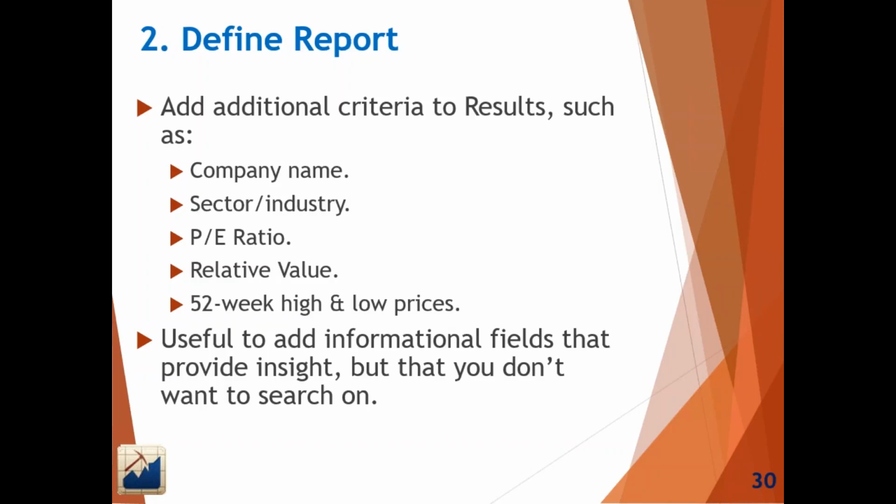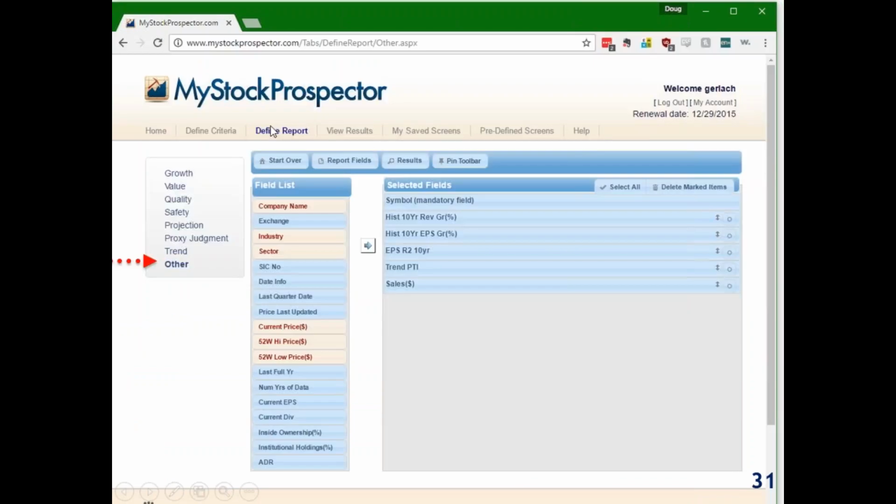Not only is it how we arrange all of the fields that we use to screen on, it's also giving us additional informational fields that provide insight but aren't used in our search criteria. The define report screen looks exactly the same as the define criteria page. We've got our groups over here on the left. We have our field list. So here are our different groups. We're going to start with the other list.